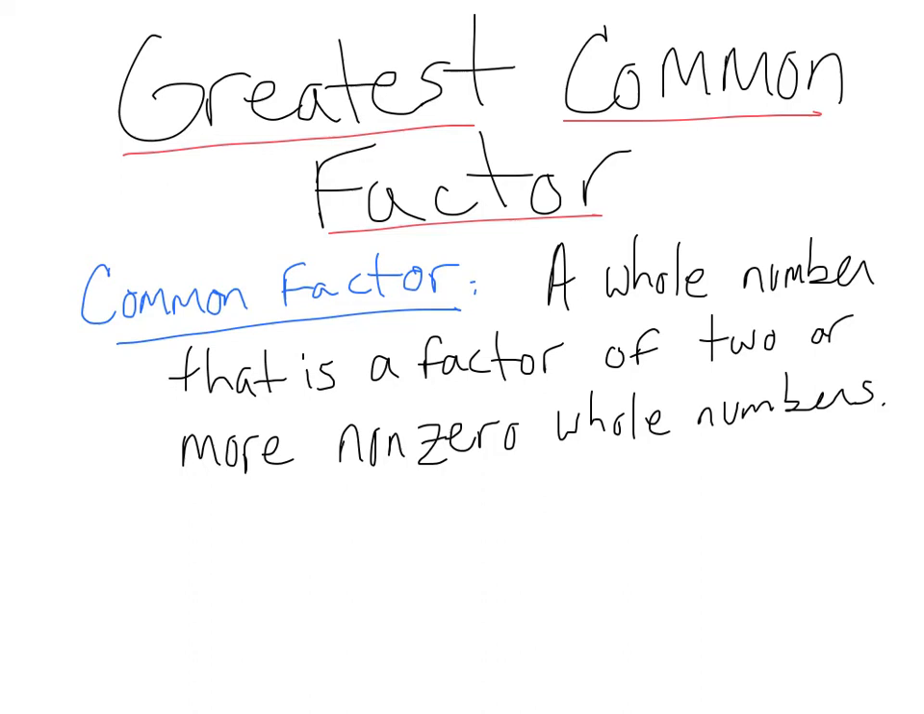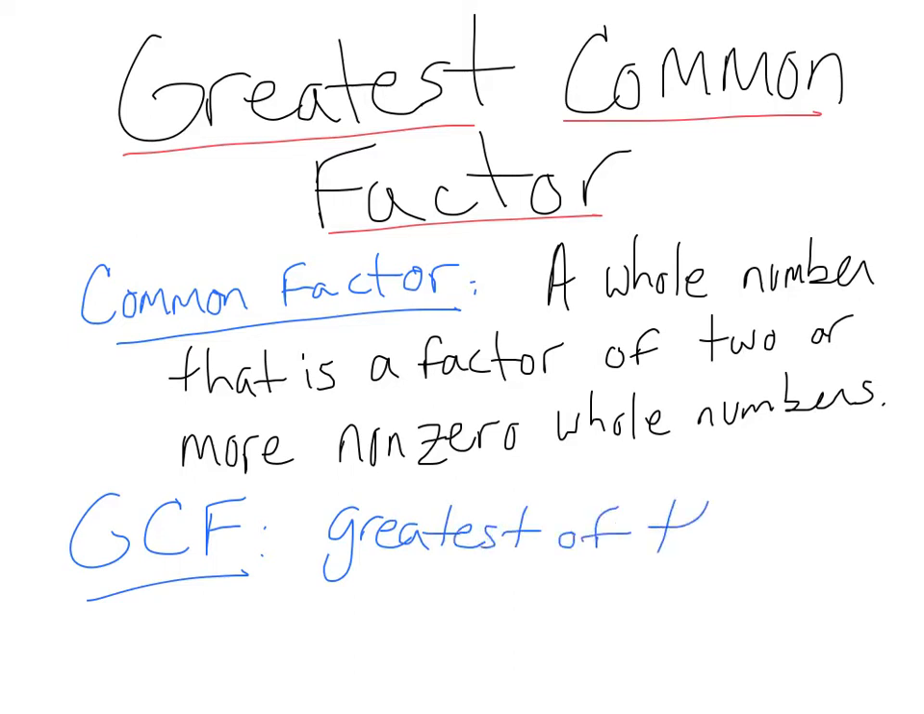Greatest common factor is what we will be talking about today. A common factor is a whole number that is a factor of two or more non-zero whole numbers. So, might you imagine that the greatest common factor would be the greatest of these common factors? Greatest of those, and we defined a common factor above. So what does this look like? Well, it looks like this.